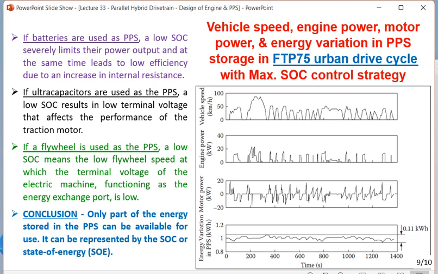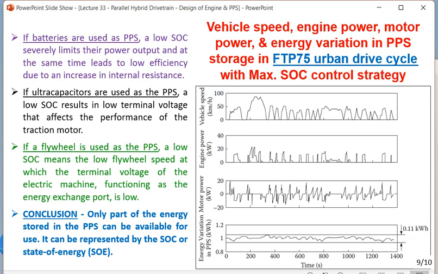Conclusion: only part of the energy stored in the PPS is available for use. It can be represented by SOC or state of energy. So we cannot make the whole PPS discharge completely. That can never happen. If the PPS is charged 100% and then starts discharging, we should come down to a maximum of 60 to 70% below the maximum level. We can never take out the whole energy from the PPS source. It may be a battery, an ultracapacitor, or a flywheel, but we should never use the whole energy from the PPS. In that case, the PPS source will get damaged and recovering it will become very difficult.